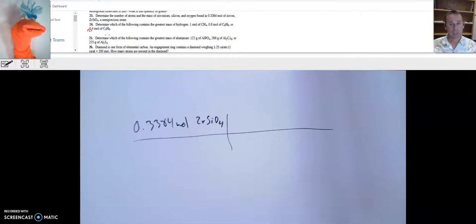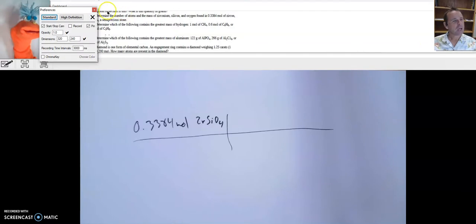Number 23. Determine the number of atoms and the mass of zirconium, silicon, and oxygen found in that many moles of zircon, which has a chemical formula of ZrSiO4. Now, that's a common name, zircon, or a geological name, because clearly this would be zirconium silicate or something like that, right?